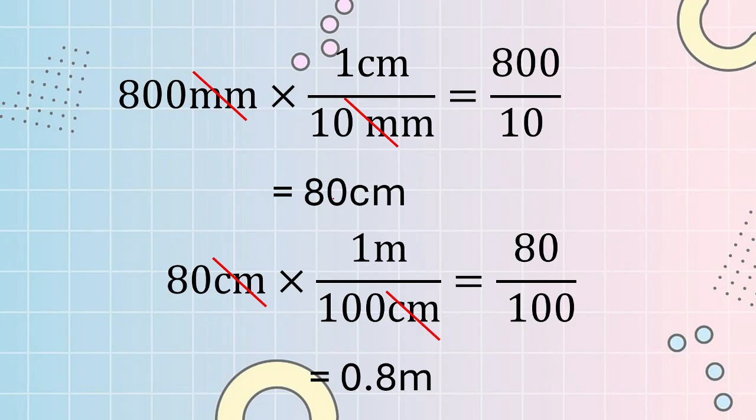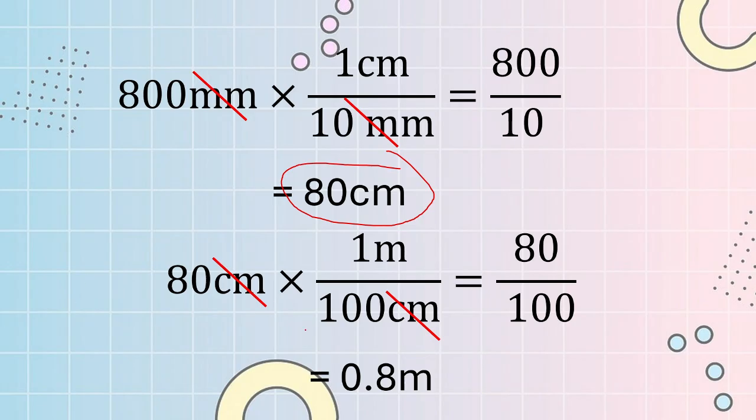Hindi pa dyan natatapos kasi ang hinahanap natin ay meters. So, dahil meron na tayong nakuhang 80 centimeters, yan, kukunin naman natin siya into meters na. Okay. So, 80 centimeters times 1 meter divided by 100 centimeters because 1 meter is equivalent to 100 centimeters.